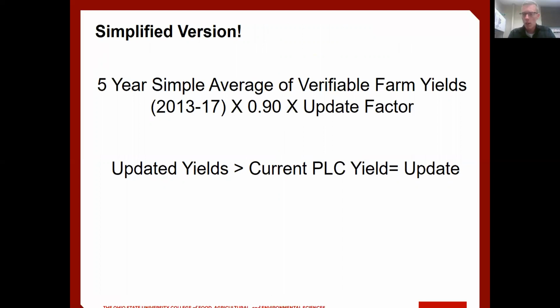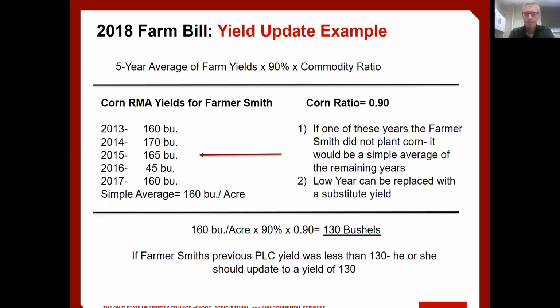If it is lower than what you currently have on record, you're just going to want to pass on this yield update and take the higher yield if you would like. Now, again, it's your choice, and you can do what you choose. That would just be our recommendation.